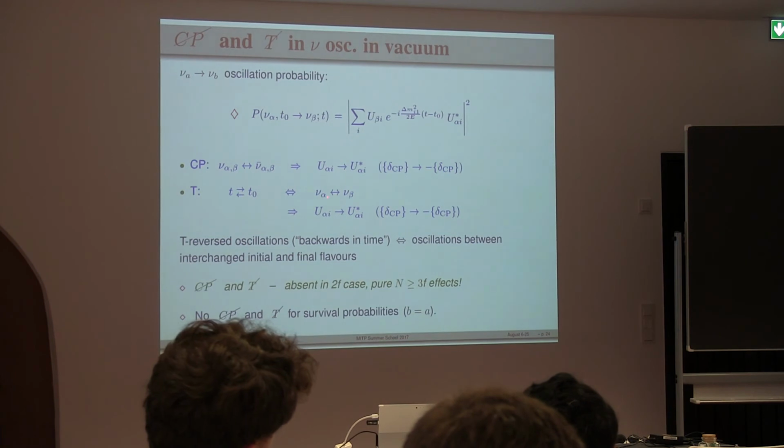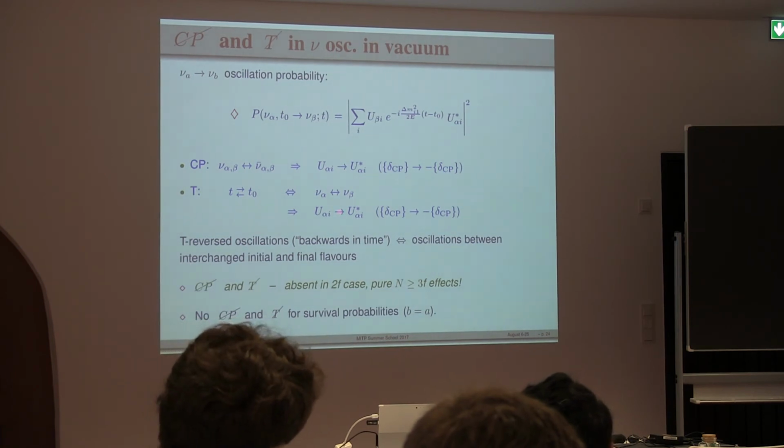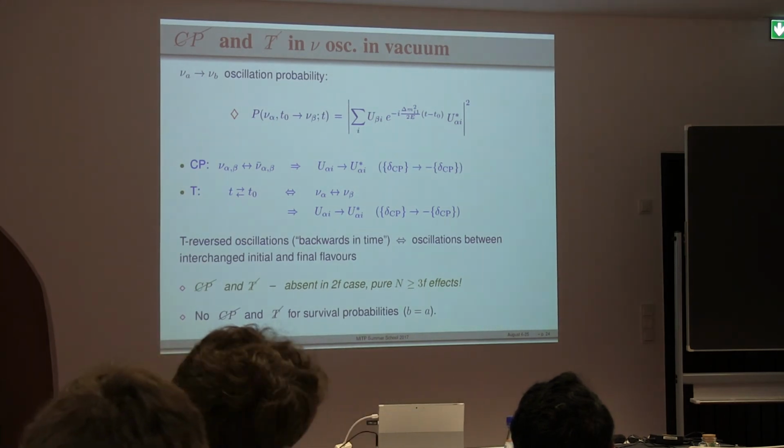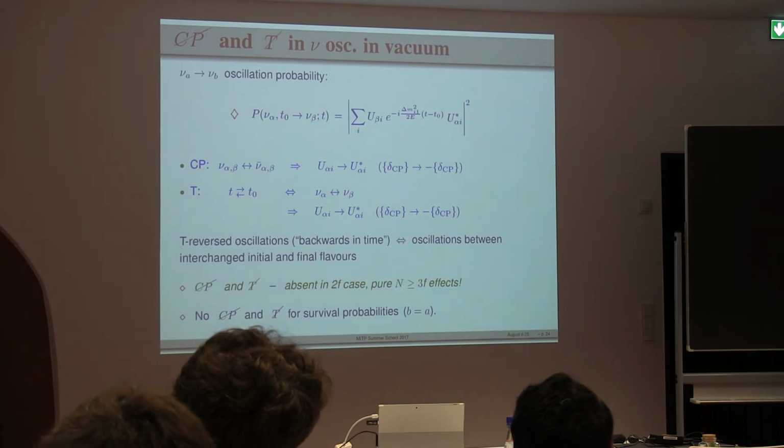And if CP violating phases are non-zero, this replacement means again that we flip the sign of all CP violating phases, just one in the three flavor case, but more than one if there are more than three flavors. And this means that under this transformation, if the CP violating phases are not zero, again the probability changes. The probability of electron neutrino oscillating into muon neutrino is not the same as the probability of muon neutrino oscillating into electron neutrino. As I said, these phases are absent in the case of two flavors, and therefore these interesting CP and T violating effects in neutrino oscillations can only exist if there are three flavors or more. So in the three flavor framework they exist.